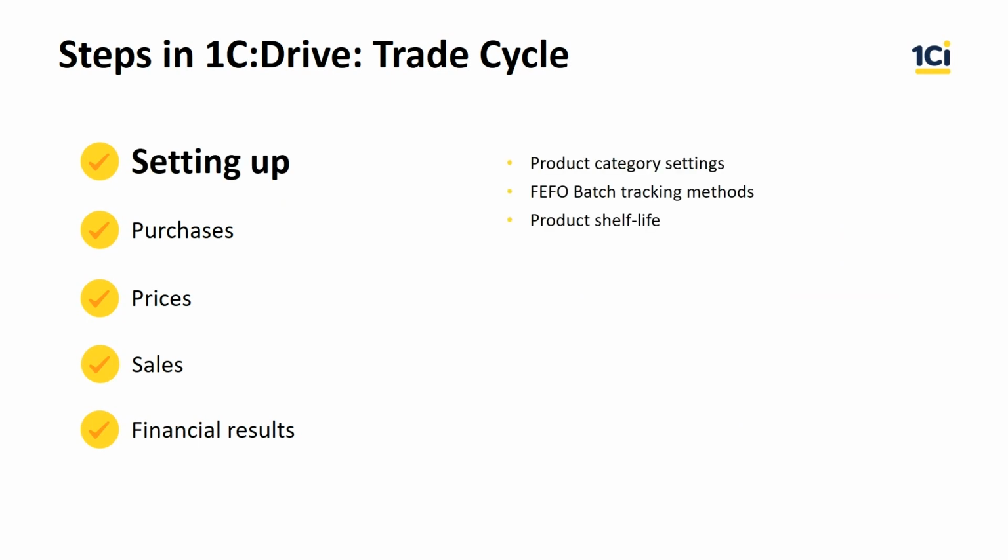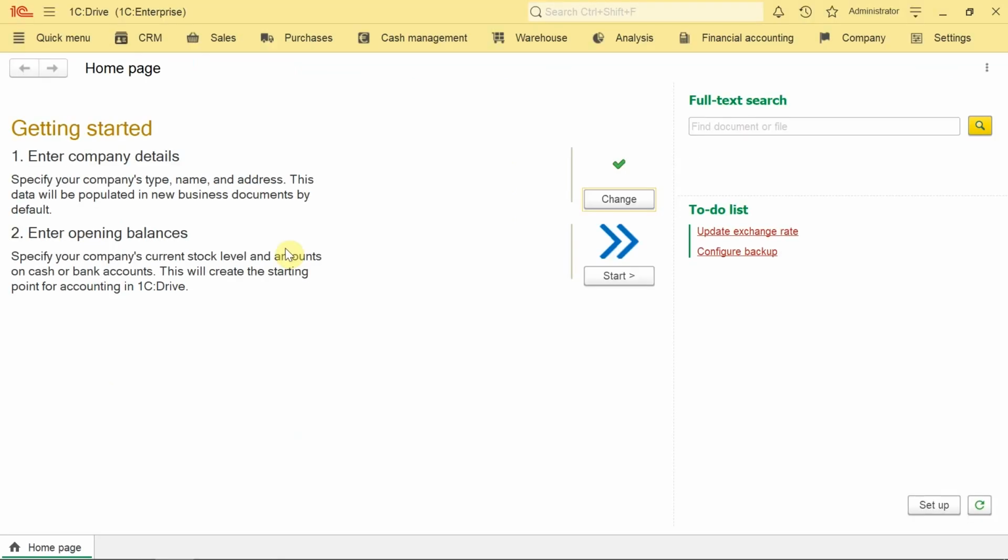So the setting up will include the demonstration of our reviewed and refactored batch functionality. So let's switch to 1C drive. So in the latest release, we've reviewed batches functionality and added some features to it which might interest companies that work with products that have expiration dates.